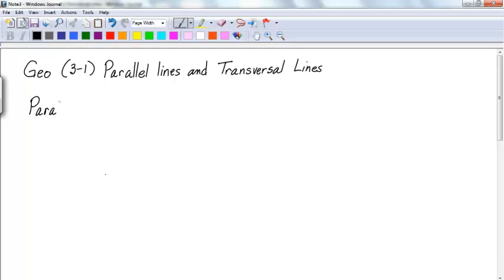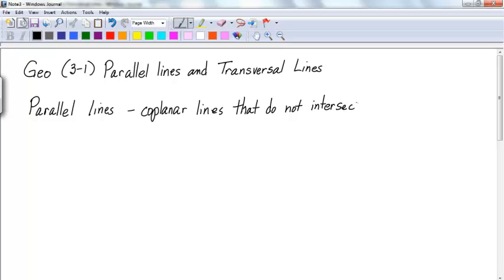Most of you have an idea what parallel lines look like. Okay, parallel lines are coplanar. And what's that mean? Yeah, they lie in the same plane. Okay. They are coplanar lines that do not intersect. Okay, they do not intersect.